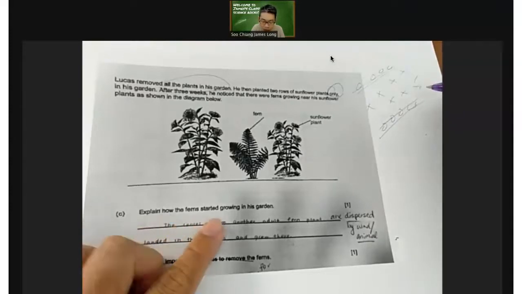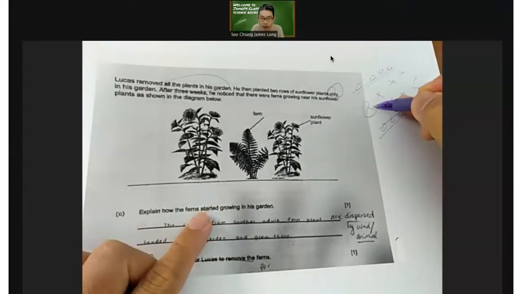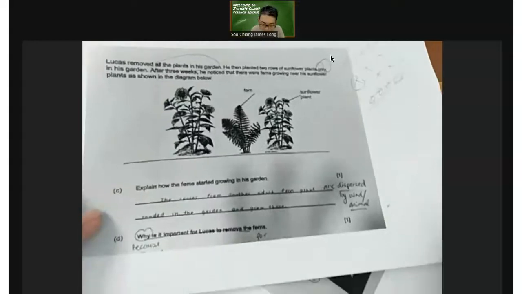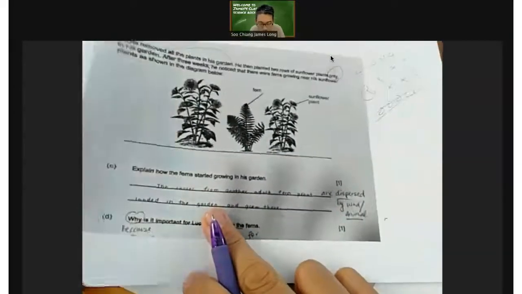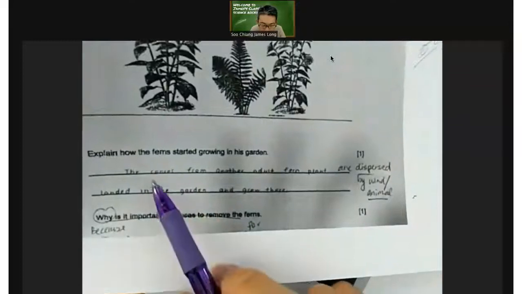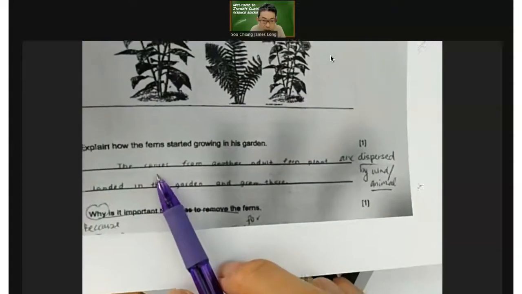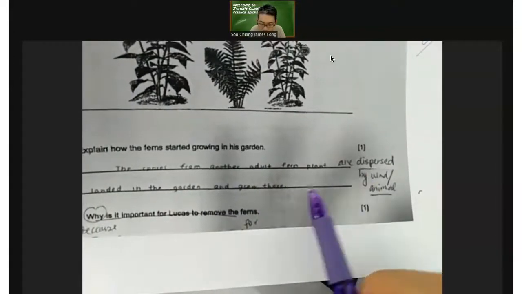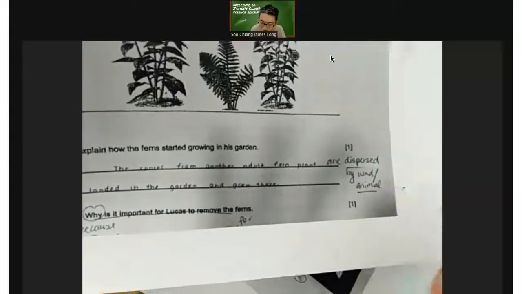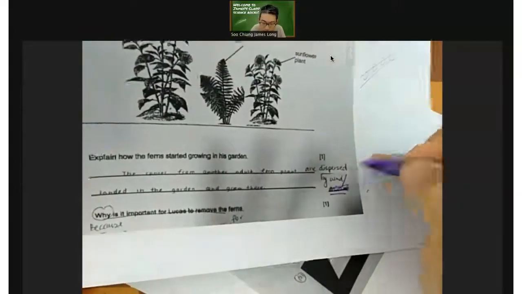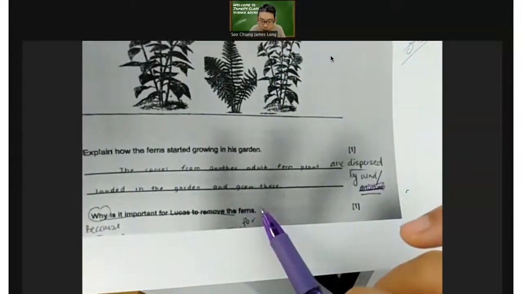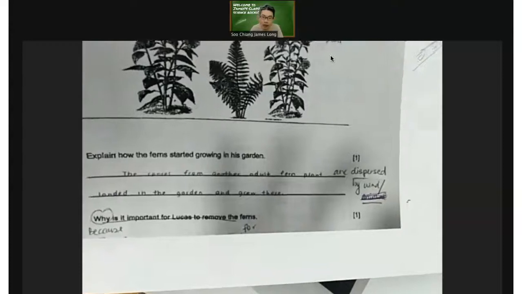So how did the ferns start to grow? Now, ferns, you know, are non-flowering plants reproduced by spores. Spores are light and powdery, and can be carried in the wind. Therefore, I suppose you're writing spores. The spores from another adult fern plant are dispersed by wind, landed in the garden and grew there. Okay, spores from plants are typically dispersed by wind.